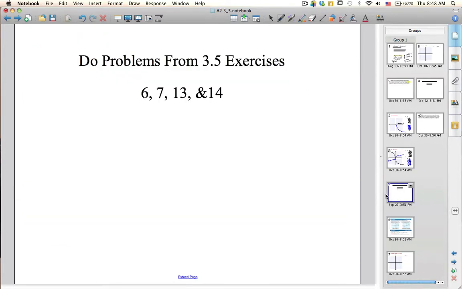Do problems 6, 7, 13, and 14, and then come on back to the lecture.